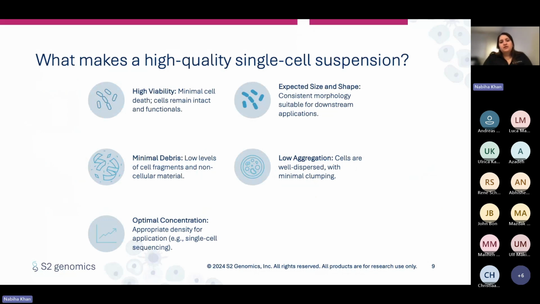But what makes a high-quality single-cell suspension? High-quality single-cell suspensions have minimal cell clumping, high cell viability, and low debris levels, which improves the accuracy of cell analysis and profiling and sequencing results. Achieving high-quality single-cell suspensions is crucial for downstream analysis.